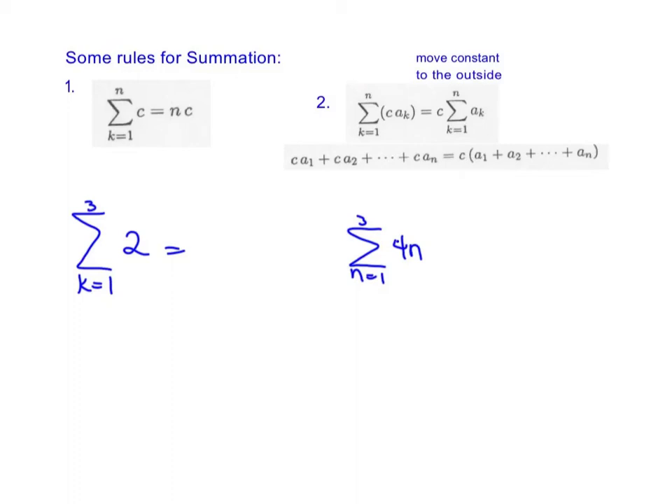So what I would like for you to do is look at some of these rules for summation. All right. For instance, this first rule, C is a constant.